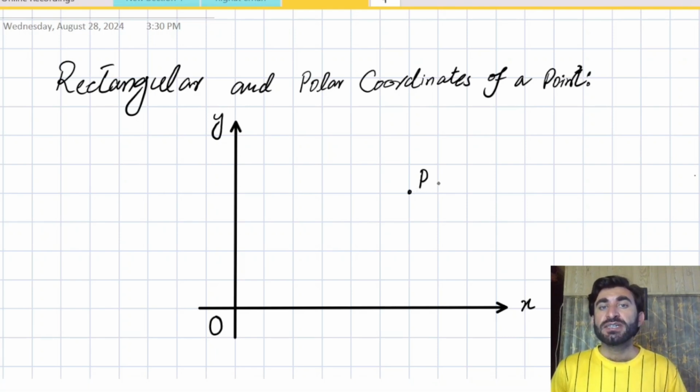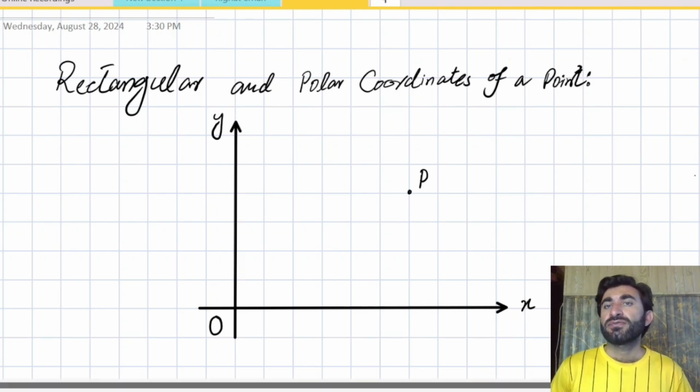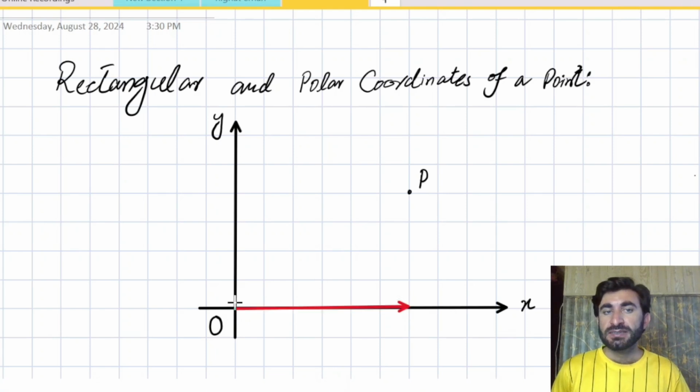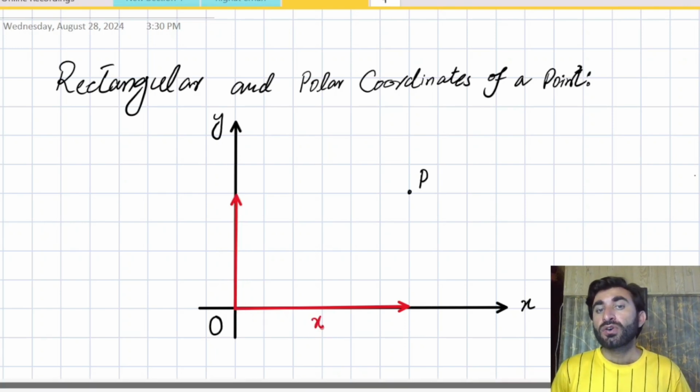Basically rectangular coordinates are the horizontal and vertical distance of the point from the origin. If I show it on the diagram, the horizontal distance from the origin is shown over here on the x-axis, and the vertical distance is shown on the y-axis. So these are known as the horizontal coordinates. The horizontal coordinate is known as x. This is known as the vertical coordinate, which we also call y.